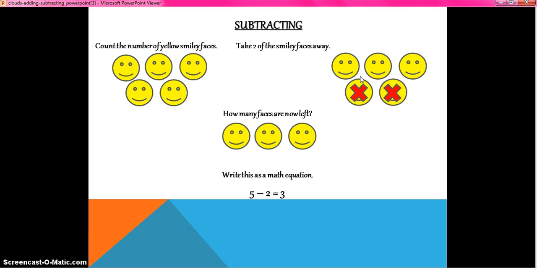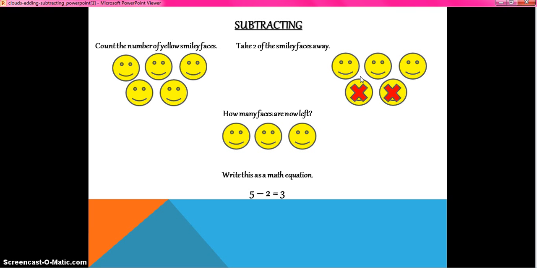Start with the first number, 5. Then write a minus sign. After the minus, write down how many smiley faces are being taken away, which is how many? Good, 2. After the 2, everyone can write down an equal sign to get ready to write your answer.